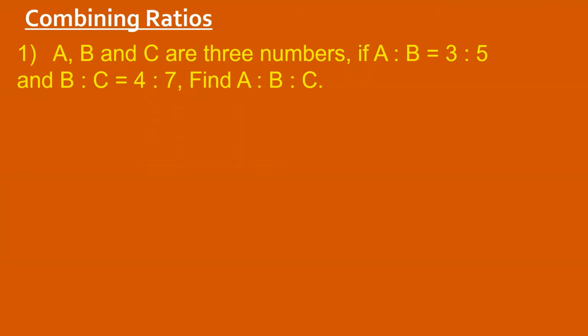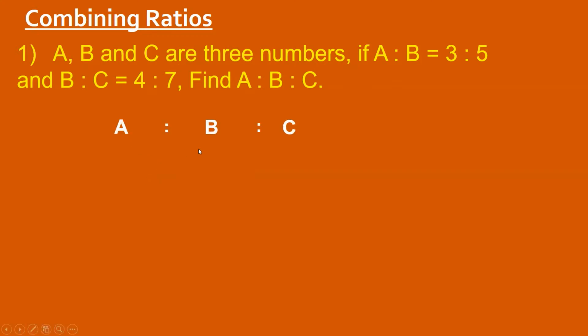Now let's have some examples on combining ratios. Number 1, A, B, and C are 3 numbers. If A to B equals 3 to 5, and B to C equal 4 to 7, find A to B to C. So let's write, we have ratio between A to B to C.